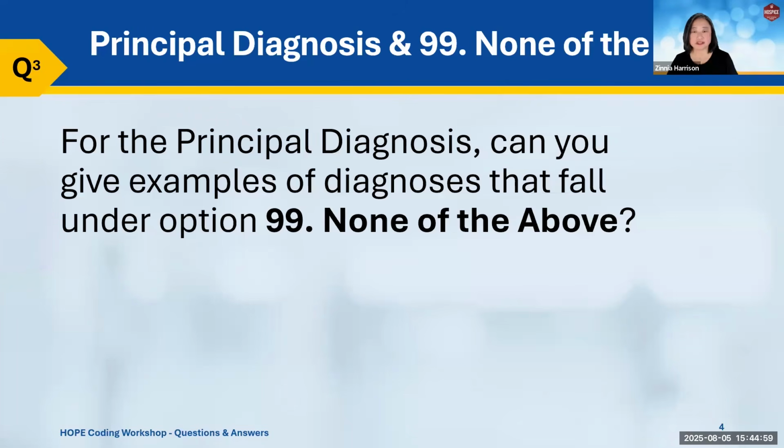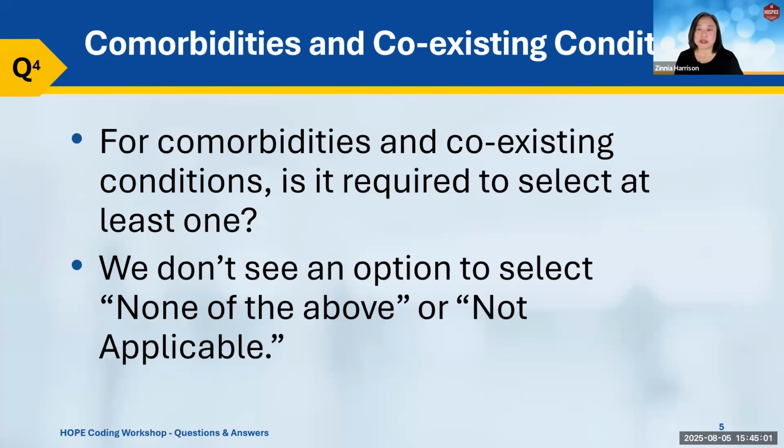Thanks, Brenda. Let's go to the next question. For comorbidities and coexisting conditions, is it required to select at least one? So why don't we see an option to select none of the above or not applicable?